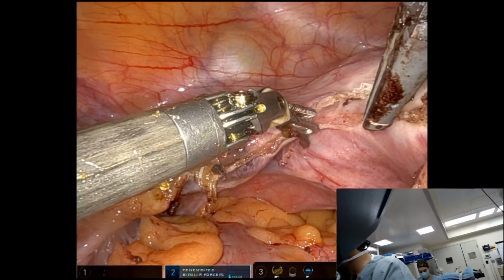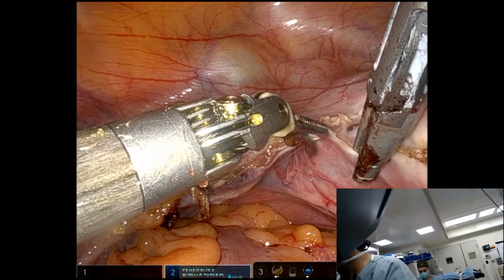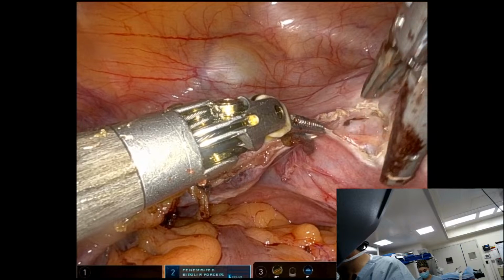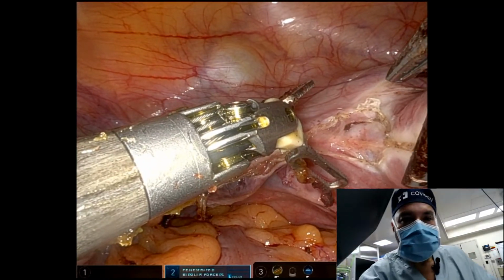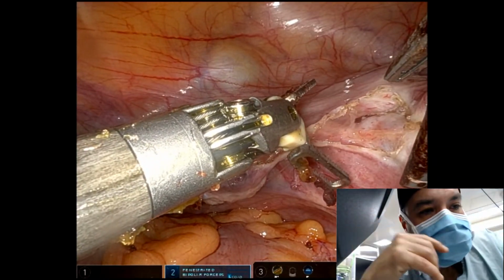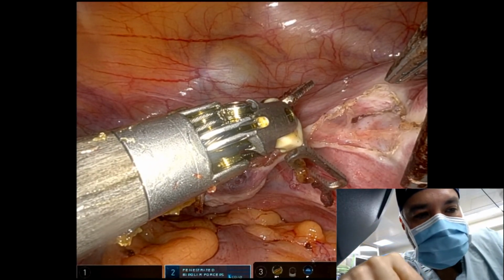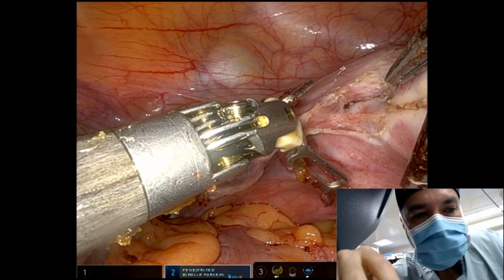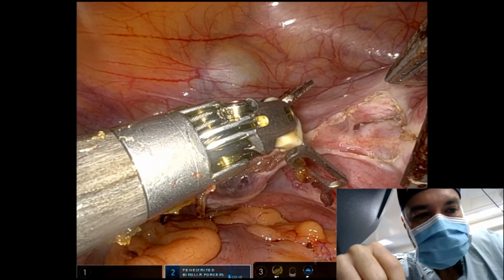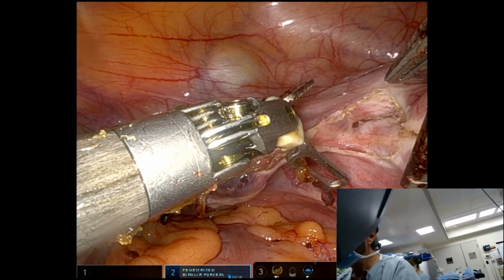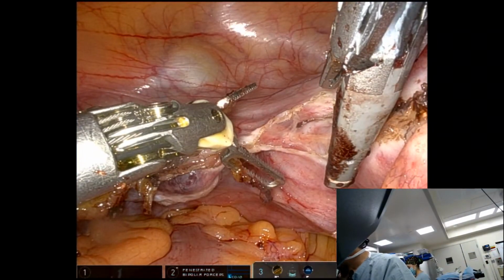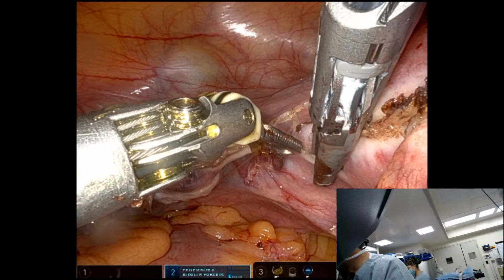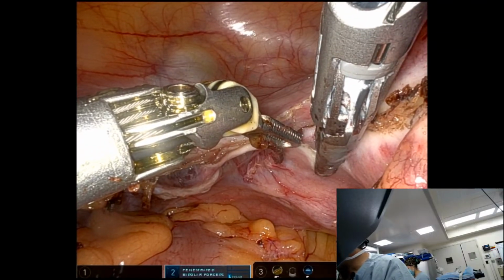Now we're exposing the posterior leaf of the broad ligament so we can see the uterine artery. Usually the uterine artery will run posterior to the vein, so we have to open the posterior leaf of the broad ligament to expose more of the artery and the vein. You can see here the vein and the artery. We're opening the posterior leaf of the broad ligament.